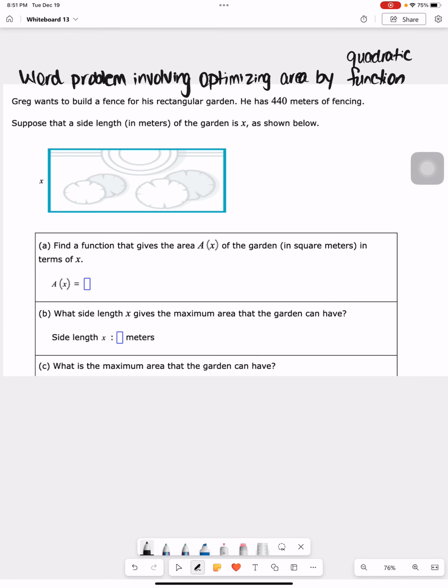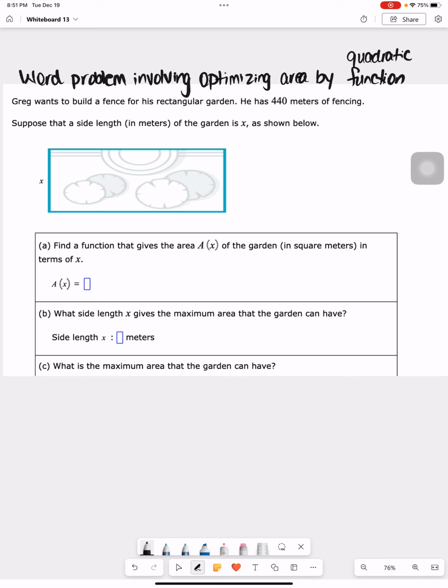Hey guys, this is from the topic word problem involving optimizing area by using a quadratic function. So what we have here is Greg wants to build a fence for his rectangular garden. He has 440 meters of fencing. Suppose that a side length in meters of the garden is X.